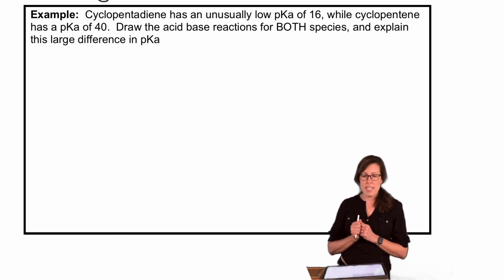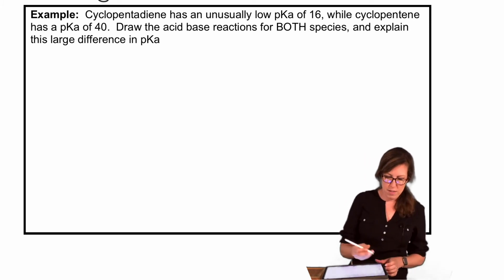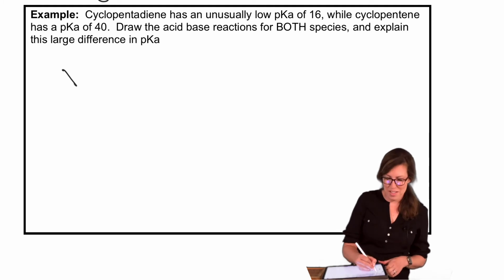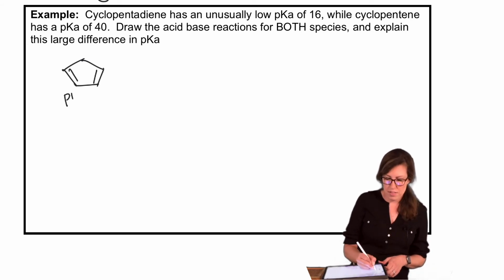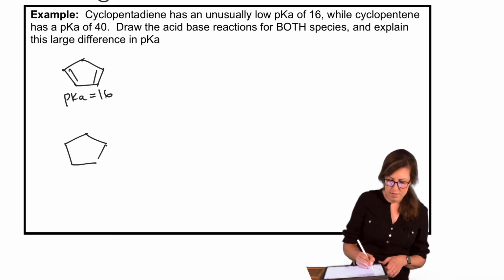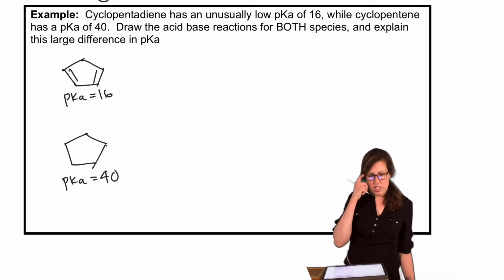Okay, cyclopentadiene. Whenever I'm reading these word problems, I draw out the structures as I go. Cyclopentane with 2 alkenes, cyclopentadiene, has an unusually low pKa of 16. Whereas cyclopentane has a pKa of 40? Huge difference. So which H is going to come off?